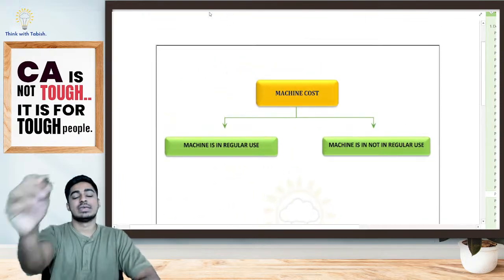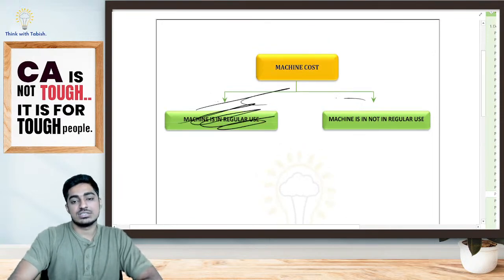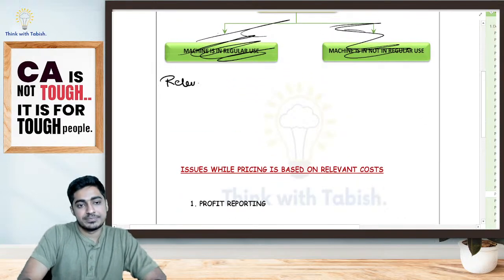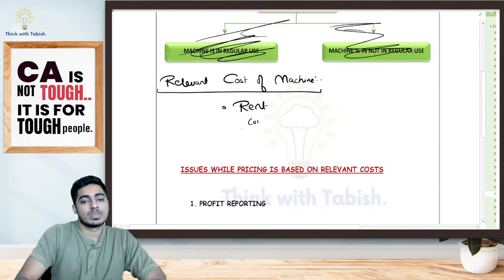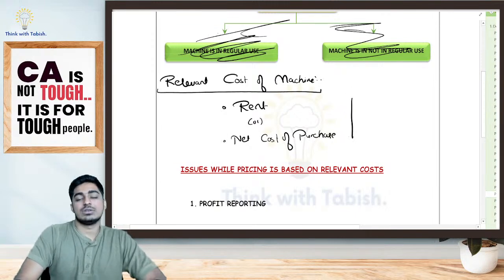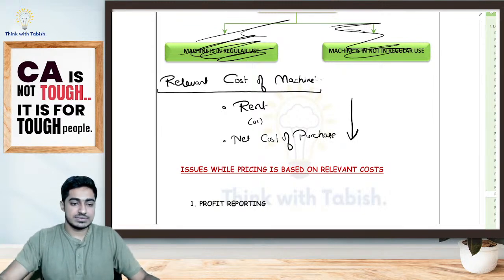machine cost. Yes, machine cost, write it down. How do we arrive at machine cost? Relevant cost of machine is going to be rent or net cost of purchase, whichever is lower. Yes, this is when we are buying a new machine. Look at this, students. Let us try to understand it with the help of an example.